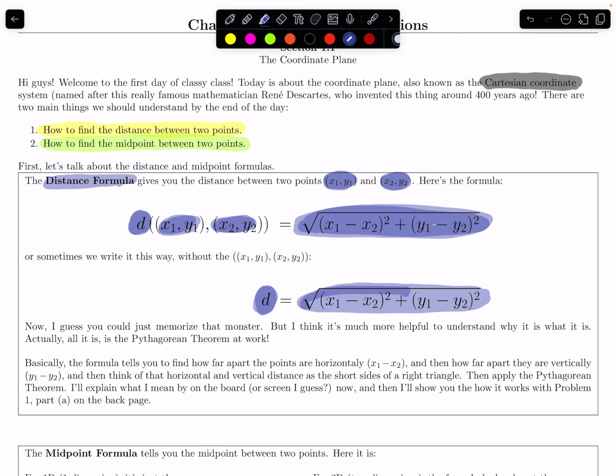All right, now let me briefly go over what the description says down below. It says you could just memorize it. You could, but I think it's more helpful to understand why it is what it is, and it all comes down to the Pythagorean theorem. I give the explanation down below. You can read that on your own, or even pause and read it, but I'm going to give you the explanation with a visual right now. So let's look at the distance formula.